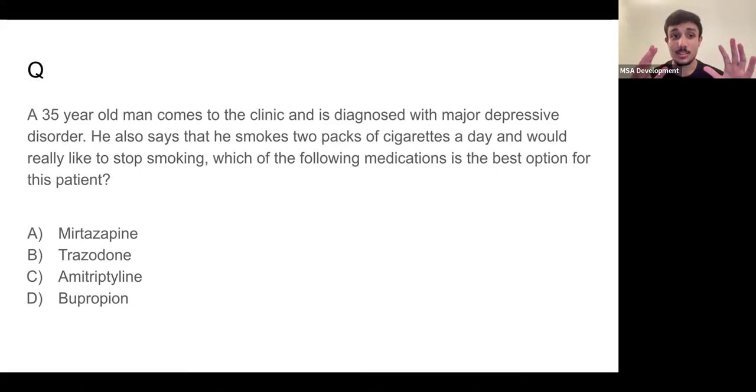This patient has, wait, how come this is a question on stimulant abuse, but it talks about depression? No, I didn't put it in the wrong area. Don't worry. He has depression, but he also has an addiction to smoking. He smokes 2 packs of cigarettes a day. Which one of the following medications is the best option for this patient? The best answer is D, bupropion.